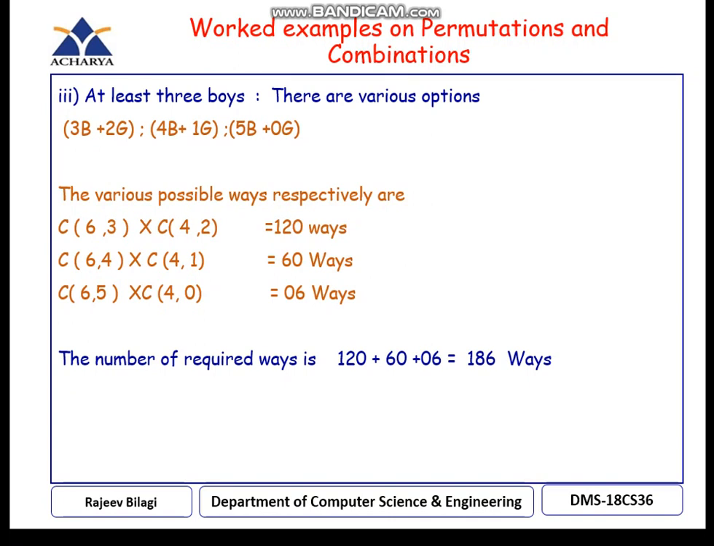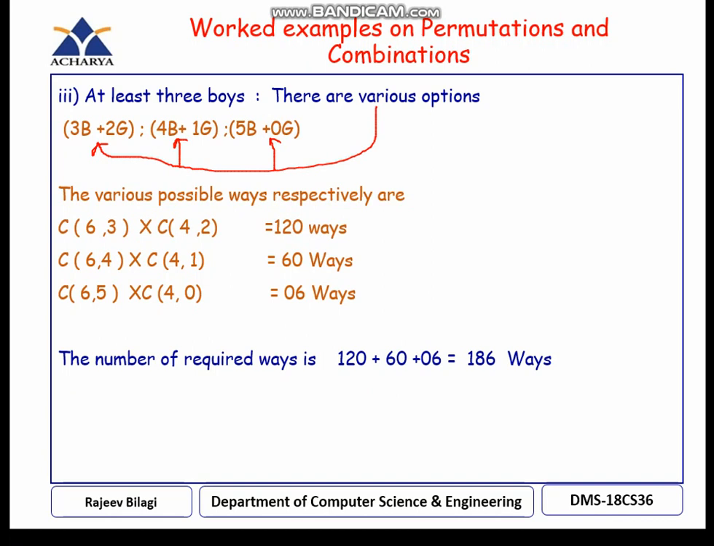Third part is at least three boys. So when I say there are at least three boys, there are three different options. One is minimum three boys and two girls. Another one is four boys and one girl. And the last option is only all boys.